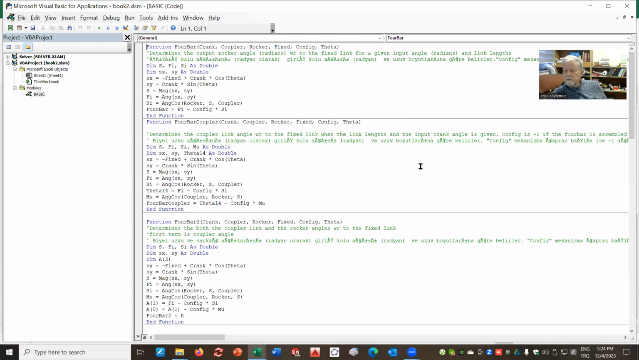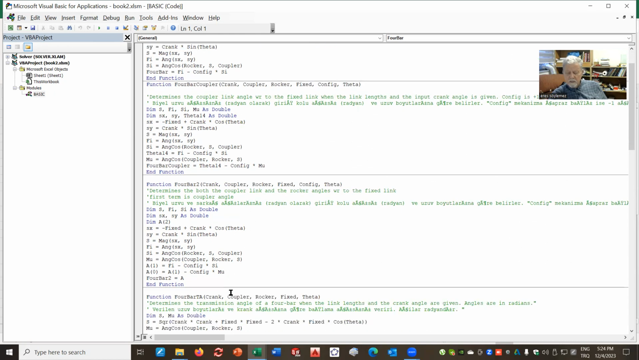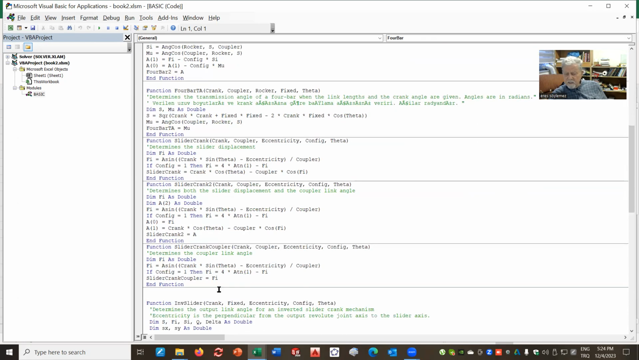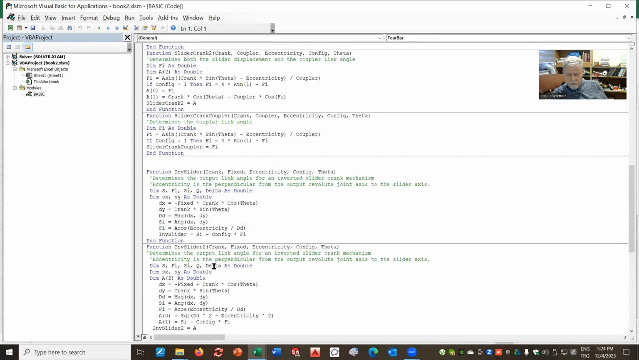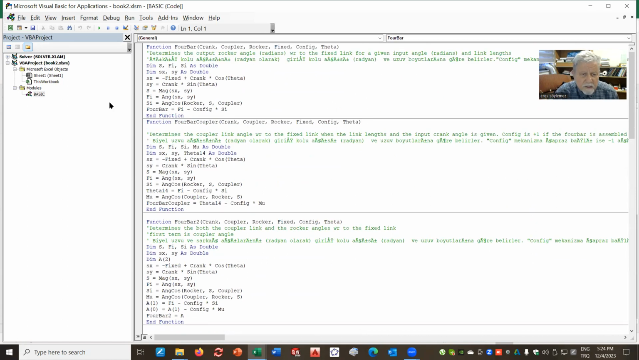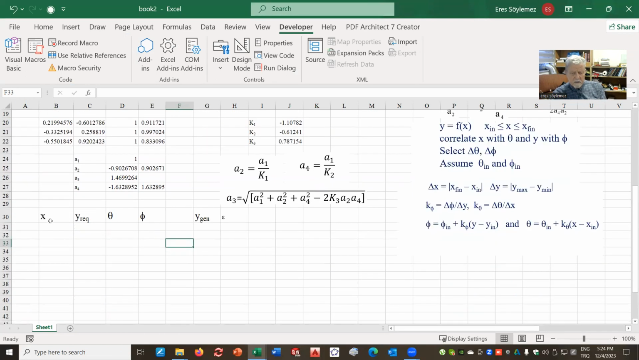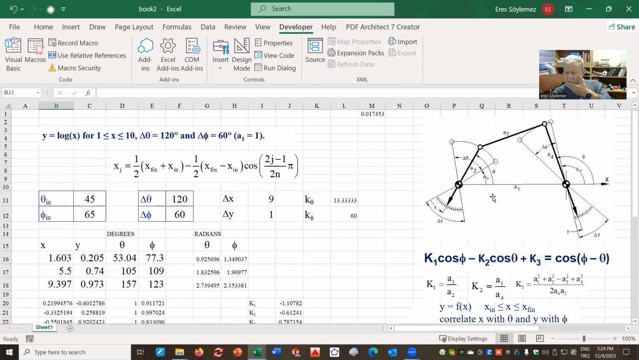You have 4-bar coupler, which will give you the coupler angle when the input link angle is given. 4-bar 2 gives you both coupler link angle and output link angle at the same time, as you can see. There are transmission angle, 4-bar TA will give you the transmission angle. So for the slider crank, etc., you have all those formulas. I'm not going to discuss that. It's another topic. But in here, I will be using 4-bar function. And the way it is like this. I have to analyze the mechanism.